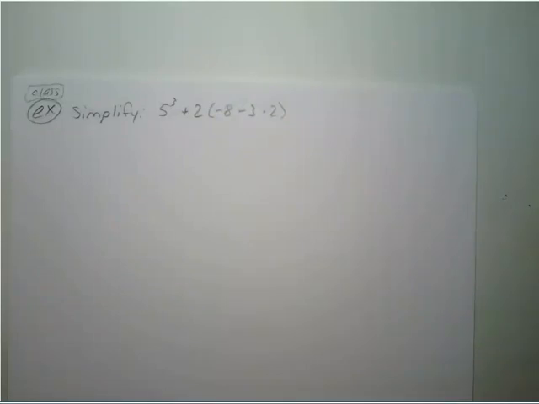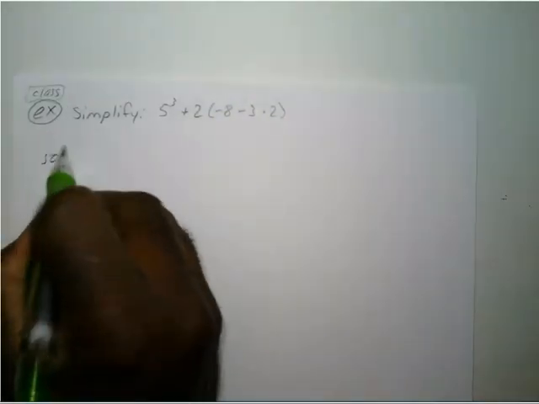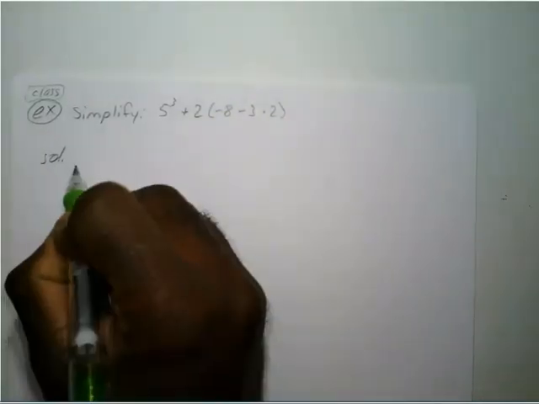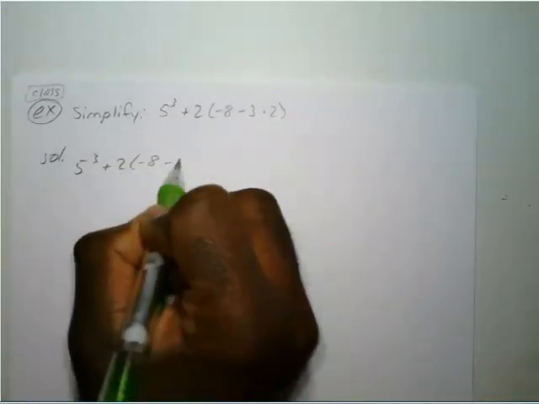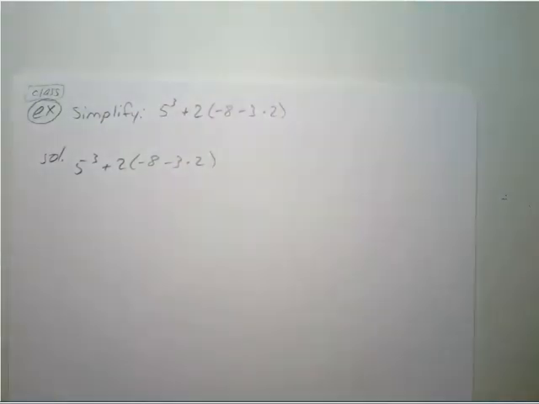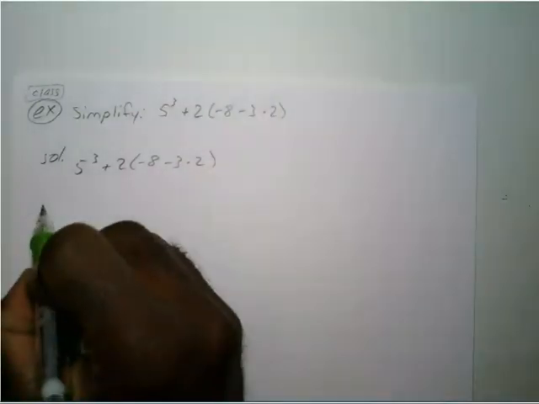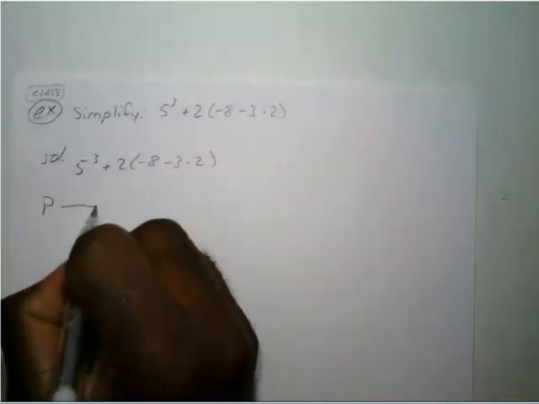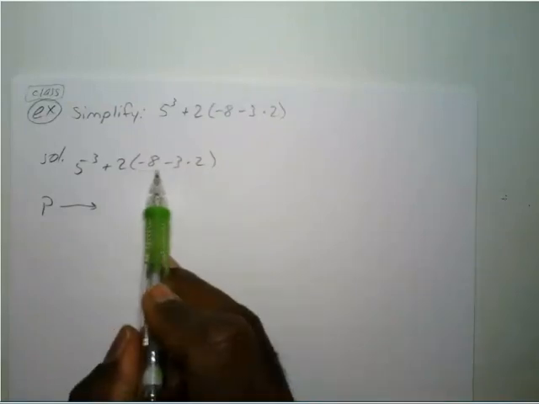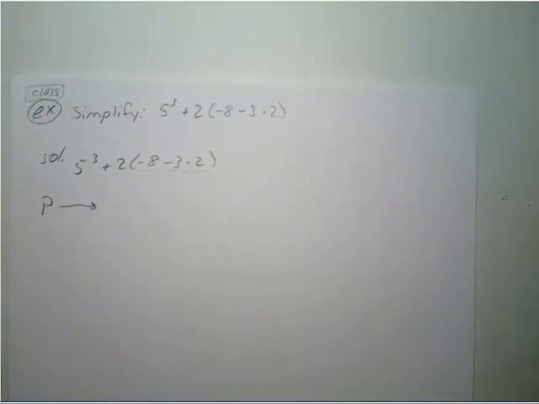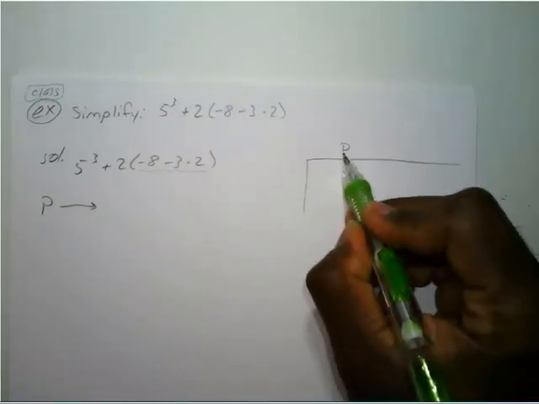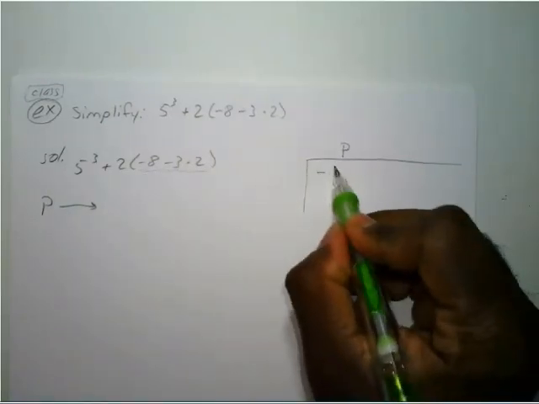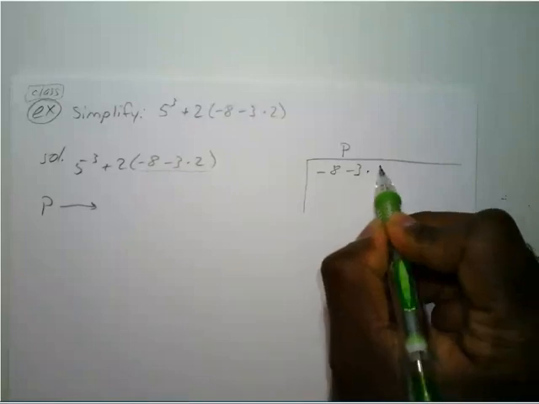All right, so I'm assuming you've pressed pause, so let's go ahead and verify. Okay, so 5 to the third plus 2 times negative 8 minus 3 times 2. So we're going to start off with your parentheses or grouping symbol. So everything in here is where we're going to start. So for your parentheses, you have negative 8 minus 3 times 2.